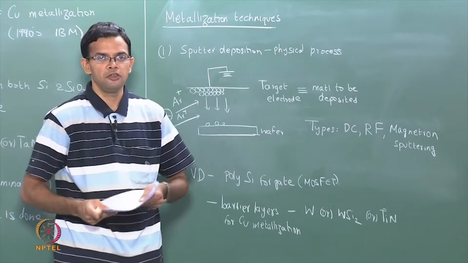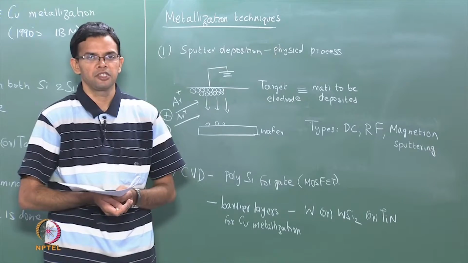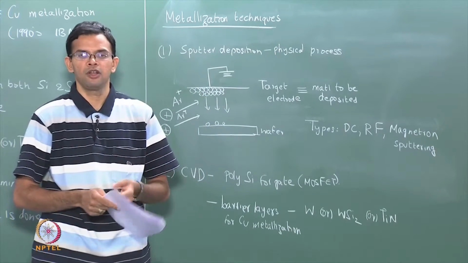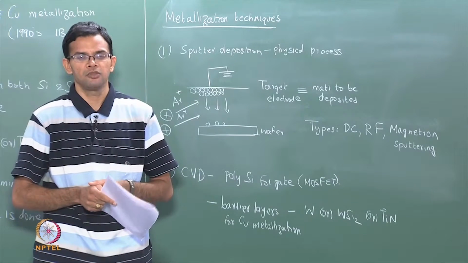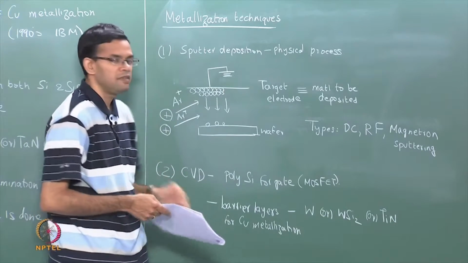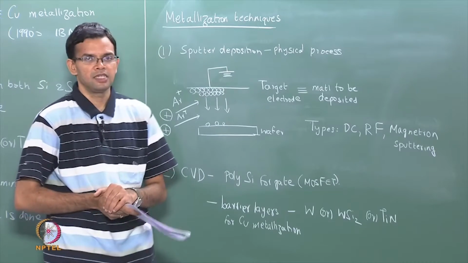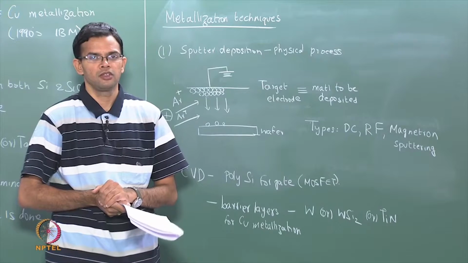CVD is especially used when you have to fill regions with high aspect ratios. So, for example, if you had a trench, we will see an example of a trench later, and a very thin barrier layer has to be grown in the trench with the correct aspect ratio, CVD process is used. The third process for metallization is electroplating, and it is mainly used for growing the copper layers.